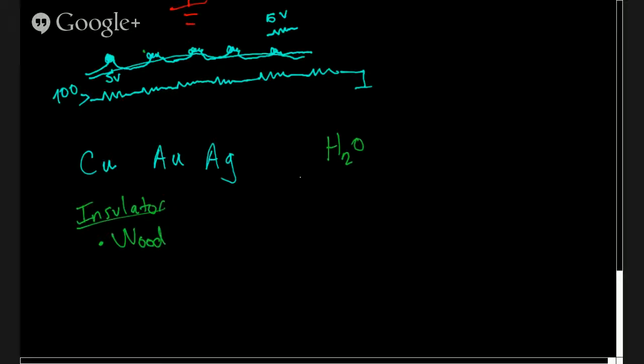And my cursor has stopped working again. There you are. Right, so we've got wood, PVC, plastics. Generally they aren't very good conductors. Glass, that's a good one. Glass is an excellent insulator. Ceramics.